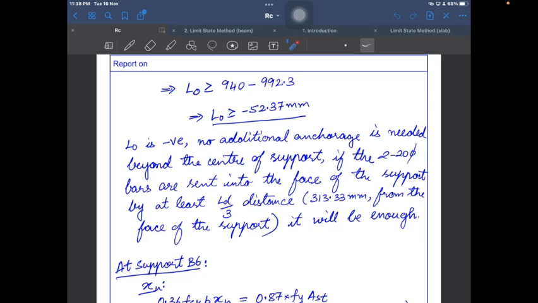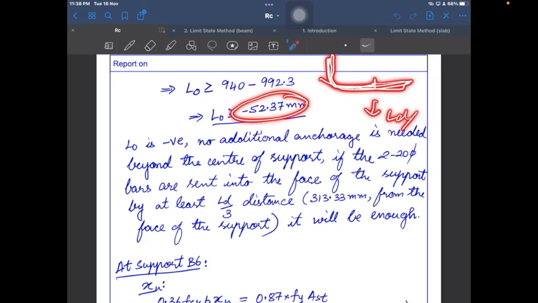If we get something here as positive, then we will add that much extra. No, we don't add. We have to see till the center we provide, and beyond the center we have to add this value. That's what I was saying. We have to see that this total is at least LD by 3 or more, not less than LD by 3.